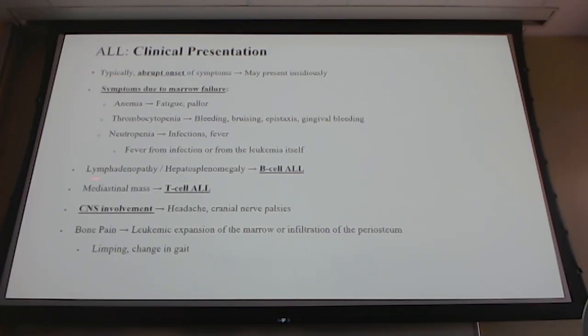Fever from infection or from leukemia itself, which we're going to talk more about in the oncology emergencies too. Typically, understand this right here, the B cell and the T cell. B cell, we're seeing those in large liver and spleen. T cell, the mediastinal mass, right? Make sure you understand that stuff. B cell, liver, spleen; T cell, mediastinal mass. So why would we see that mediastinal mass in the T cell?